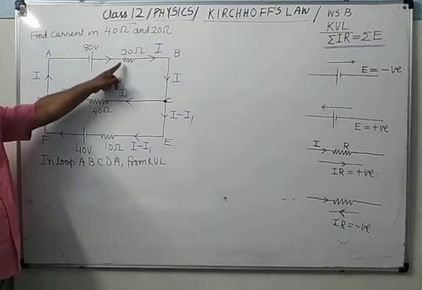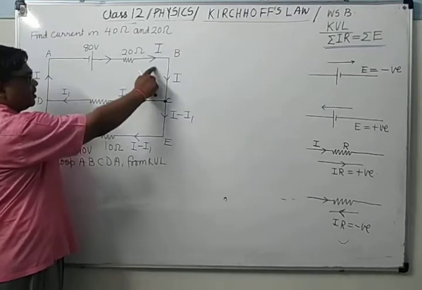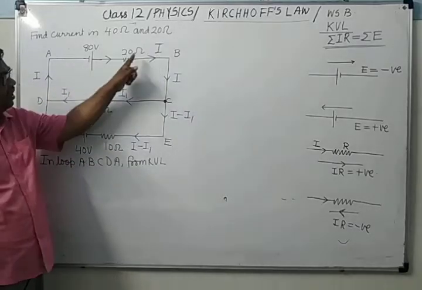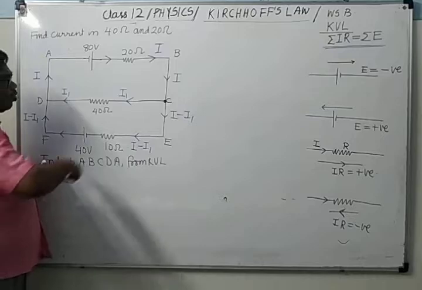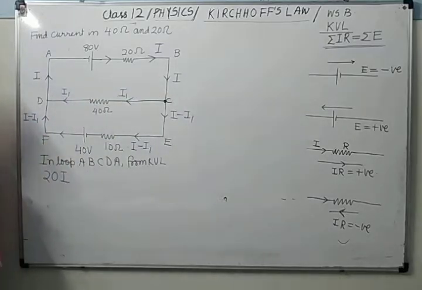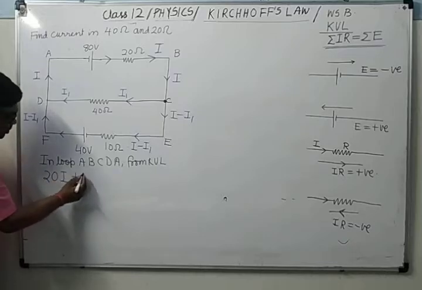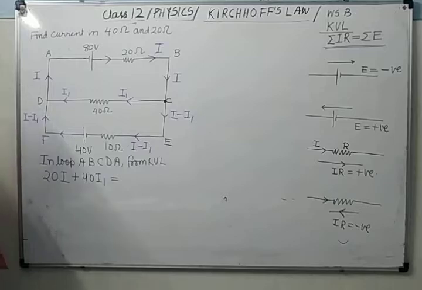You will get IR here as well as here. When you are going this way, you are traveling in the direction of current, so I into R will be positive. What is I here? I is I, R is 20, so with the positive sign it is 20I. Then when you go through this, here also you go in the direction of current. Therefore I is I1, R is 40, so with positive sign 40 I1. It will be equal to, there is no other IR.